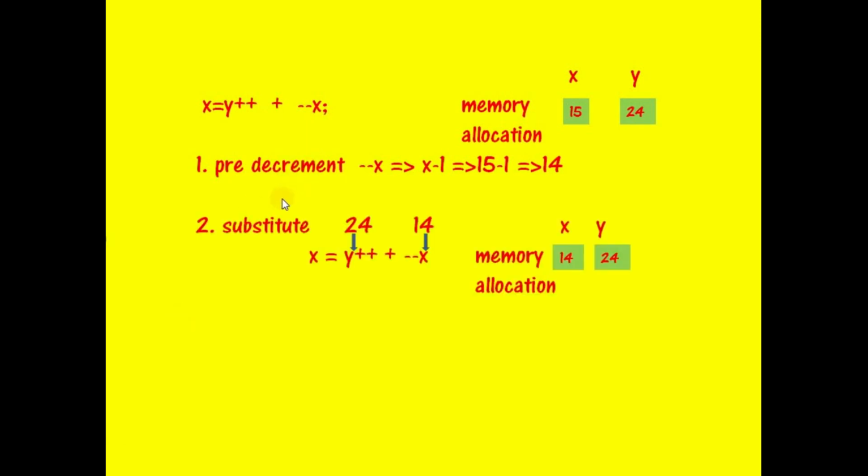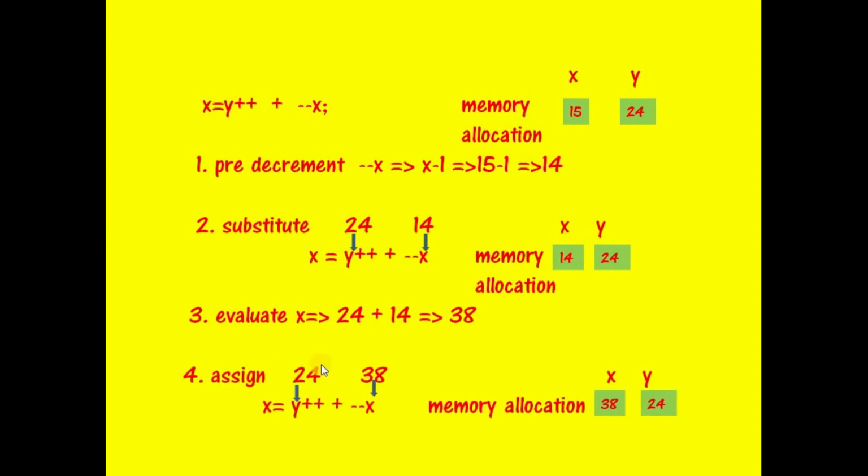Second step, substitute the value. Here the x value is 14 now. So the updated value of x is 14. So here the latest value of x is 14 and y is 24. Third step, evaluate the expression. x equals 24 plus 14, that is 38. Fourth step, assign the value of x, that is, after evaluating, 38, and y value is 24.